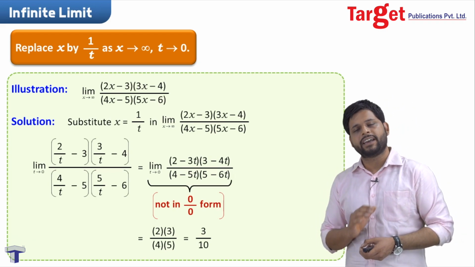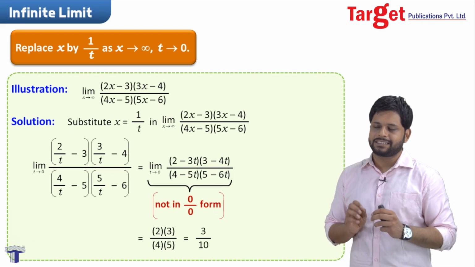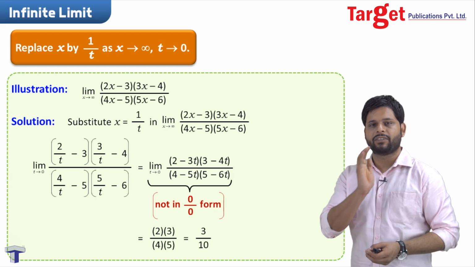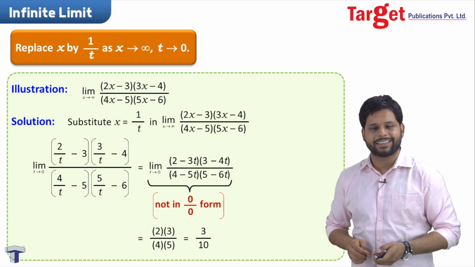So whenever we solve all such kinds of infinite limits, we just have to take one thing, that x is equivalent to 1 by t. When x approaches infinity, t will definitely approach 0.